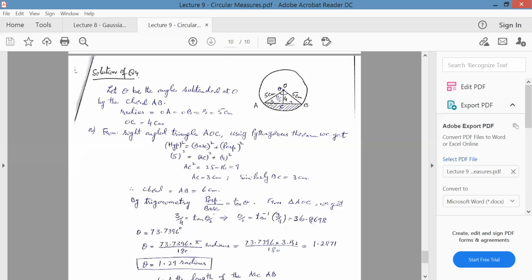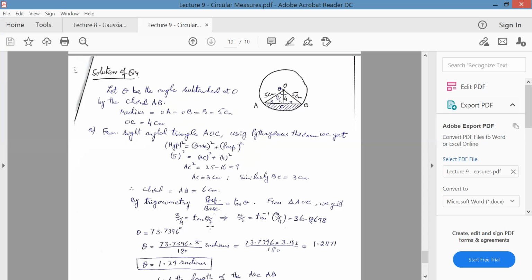And perpendicular is 3, opposite side is 3. So 3 by 4, perpendicular upon the base, this is the ratio of tangent. पढ़ा है ना आपने trigonometric ratio में? So tangent is equal to perpendicular upon the base. Perpendicular is 3 and base is 4. So 3 by 4 is equal to tangent of angle in this AOC triangle, theta by 2.